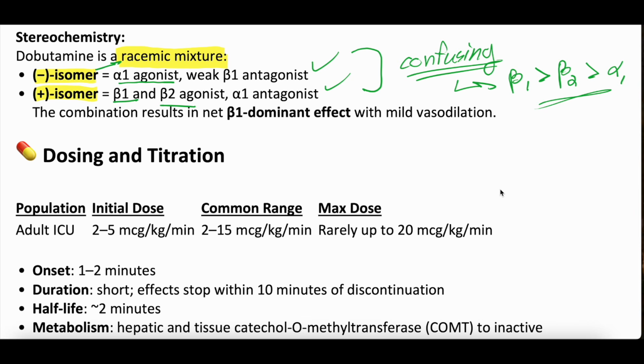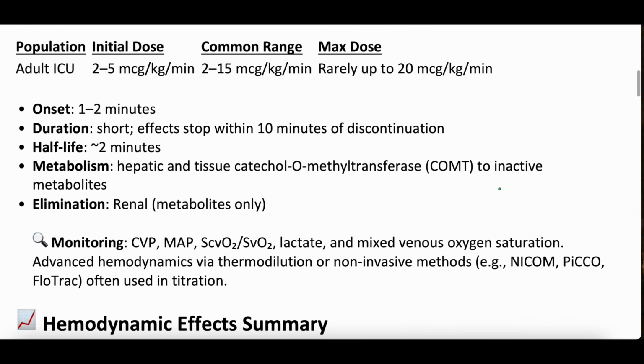Dosing and titration. In patients, the initial dose of dobutamine is usually 2 to 5 micrograms per kilogram per minute, with a common range being 2 to 15 micrograms per kilogram per minute. We don't tend to go above 15 micrograms per kilogram per minute, but you can. Some people do go up to 20. But if you were to see someone on 15, certainly 20 micrograms per kilogram per minute of dobutamine, that would be a really high dose. All right, it usually starts somewhere around 2.